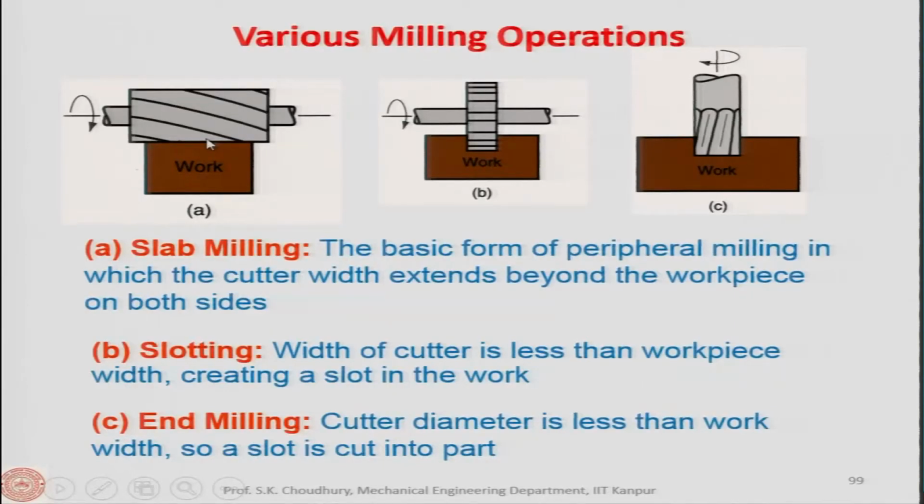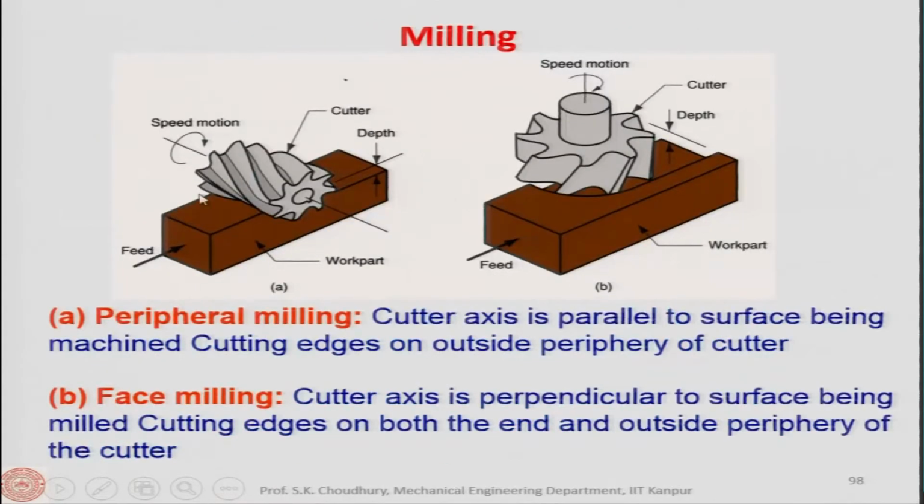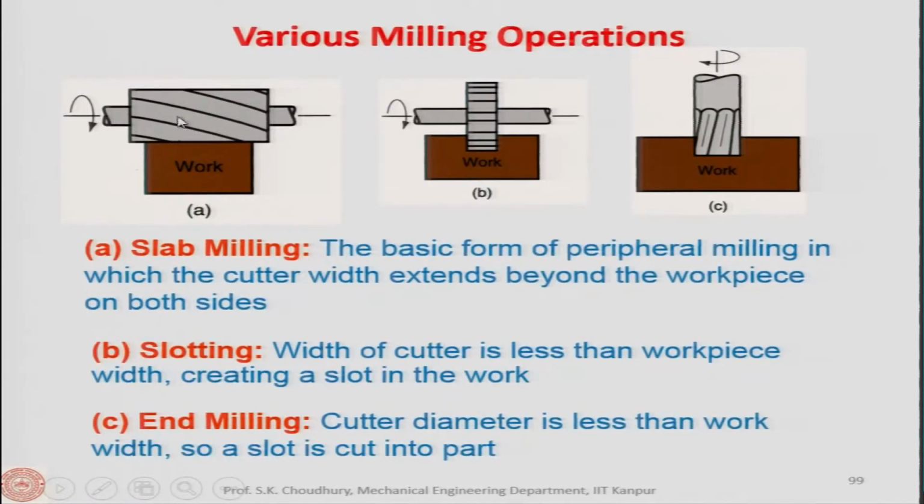Actually, slab milling is one type of peripheral milling. I will show you once again. Here is the peripheral milling in a pictorial view, and in the two-dimensional picture the milling cutter is the same, and therefore slab milling is one of the types of peripheral milling. This is also a peripheral milling overall, because peripheral milling is a family of milling operations.